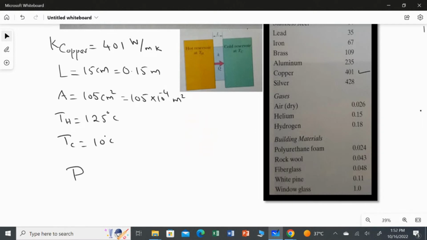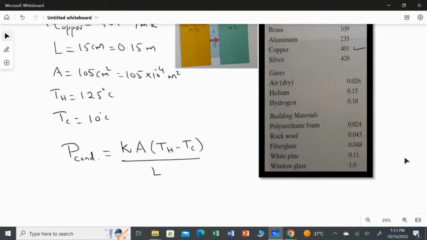Now I'm going to use the formula for the conduction rate. The conduction rate formula is given by the relation P, which is equal to the thermal conductivity of the material multiplied by the area of the material multiplied by the change in temperature divided by the length of the material. Here the material is copper. So I'm going to substitute all the values here.